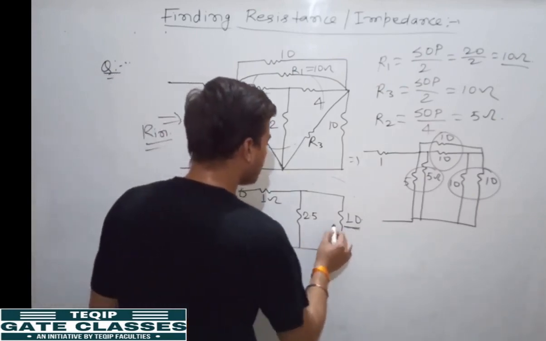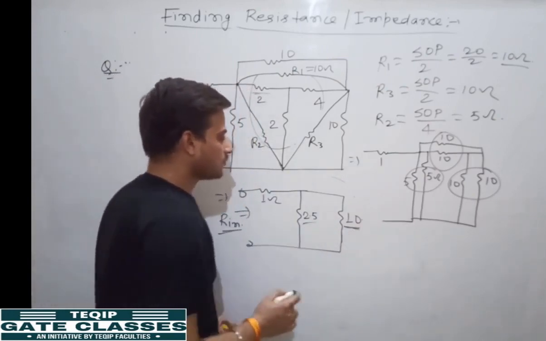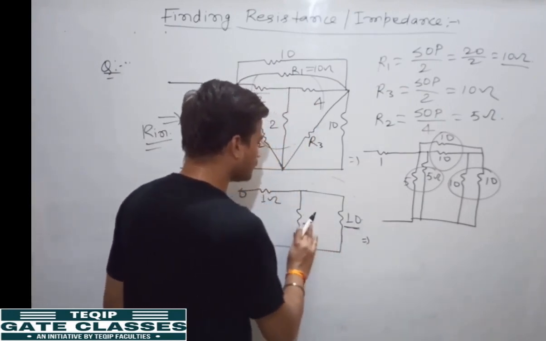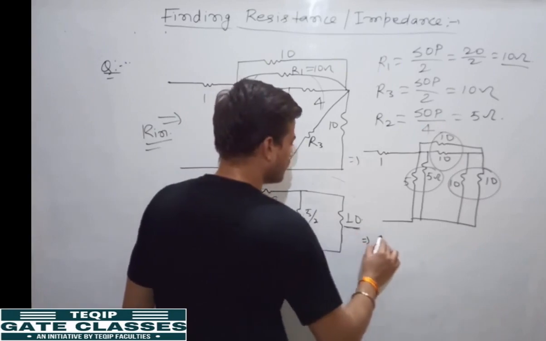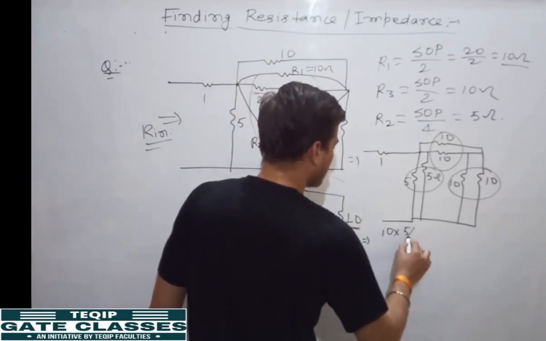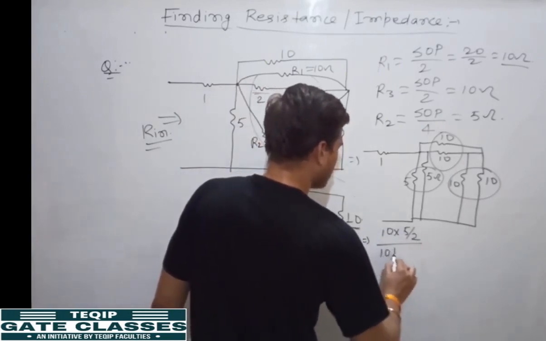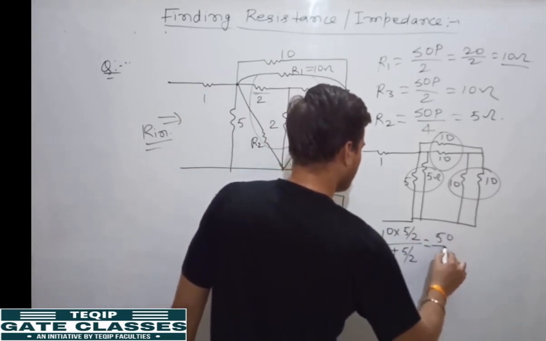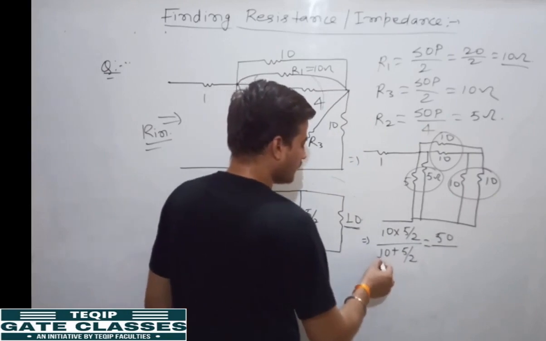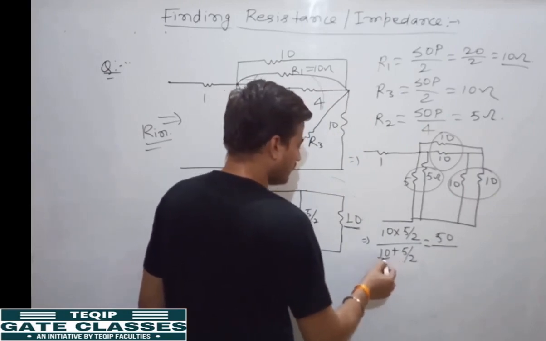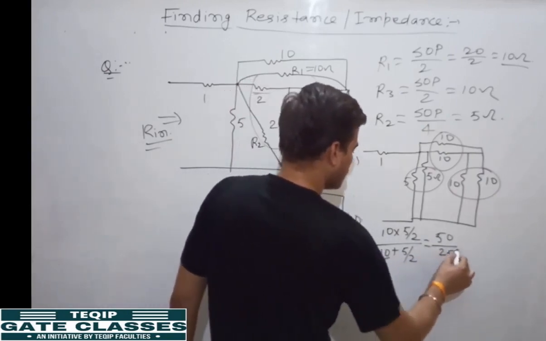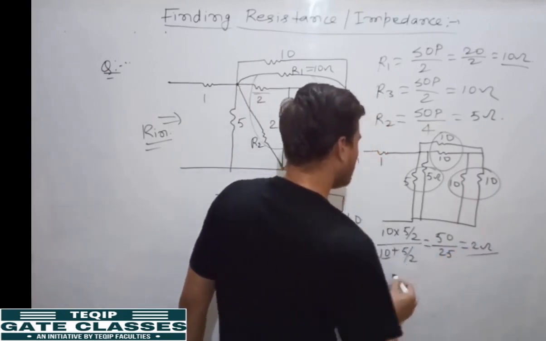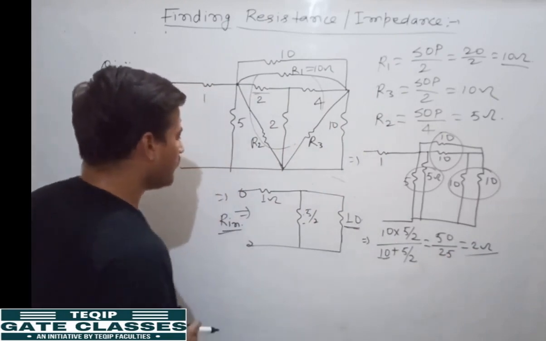Now this 10 and 2.5 are in parallel. That means you can write it 5 by 2. Here it will be 10 into 5 by 2 divided by 10 plus 5 by 2. So here, at the numerator it will be 50. At denominator it will be 25. So it will be 2 ohm.